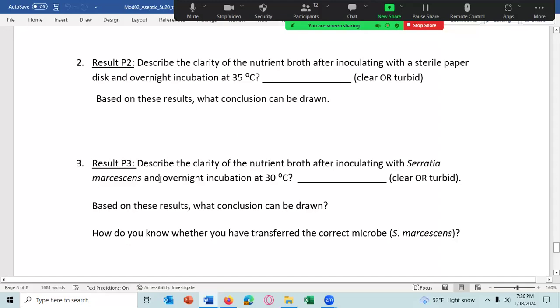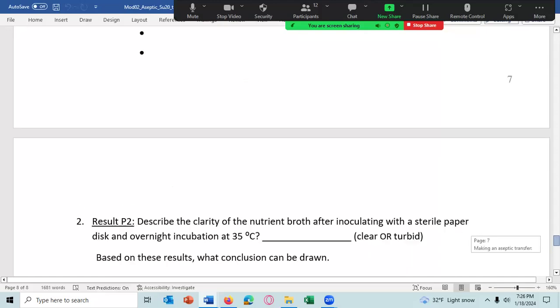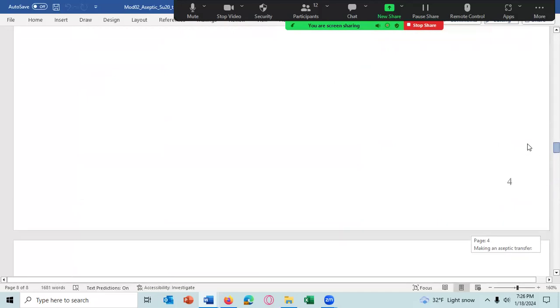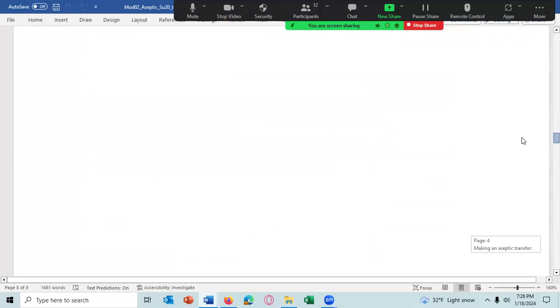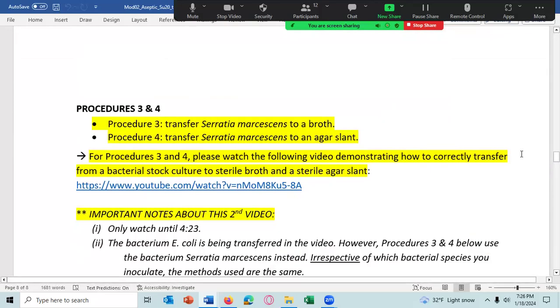For procedure 3, we're going to be transferring bacteria from a stock culture into a liquid broth. We're going to be transferring Serratia marcescens from the stock culture to a liquid broth, meaning a liquid media. Serratia marcescens is a pigmented bacteria. It either grows pink in a broth, or if you grow it on solid media, it grows red.